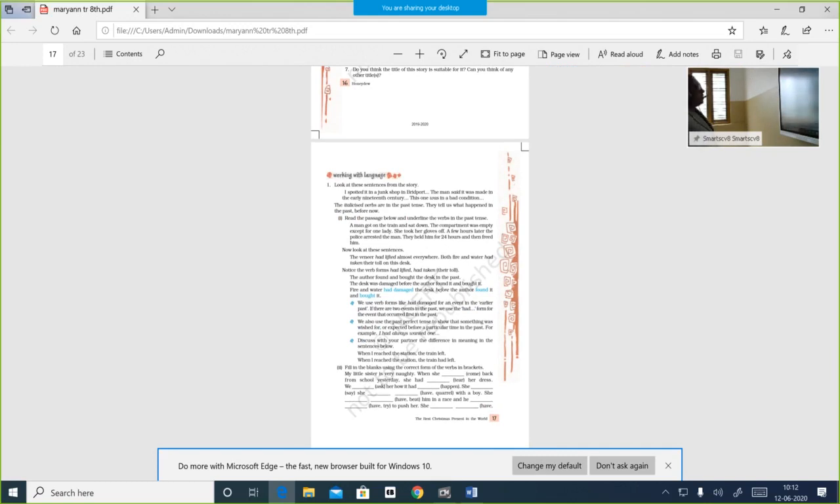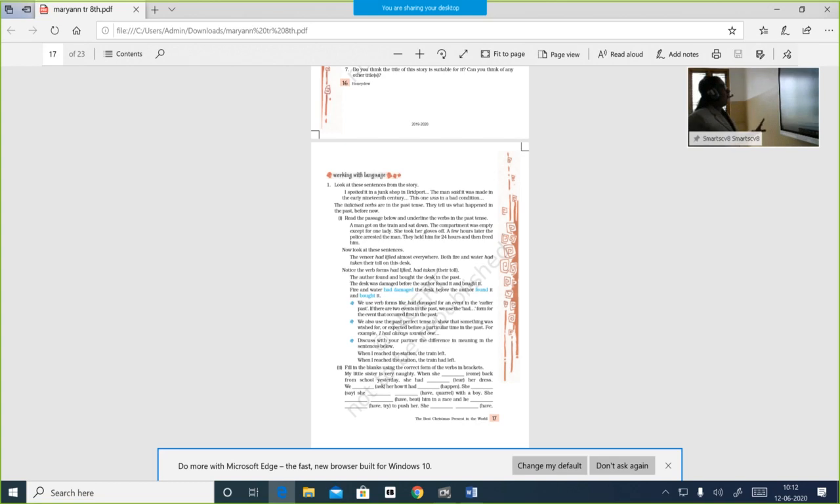Working with language. Look at these sentences from the story. See, even the grammar exercises are linked to the story. The sentences are taken from the story and we move on with the grammar. You will not know that you are studying grammar. So interesting, children.